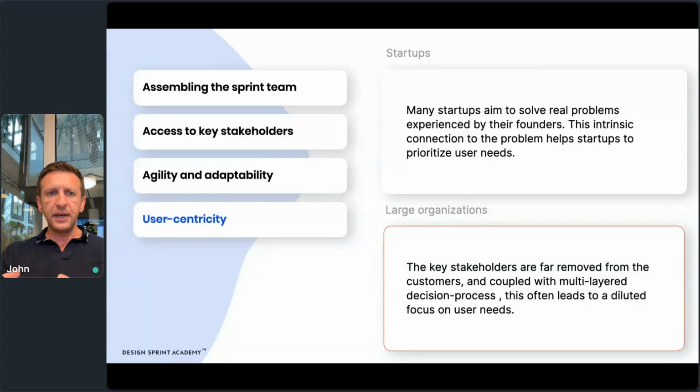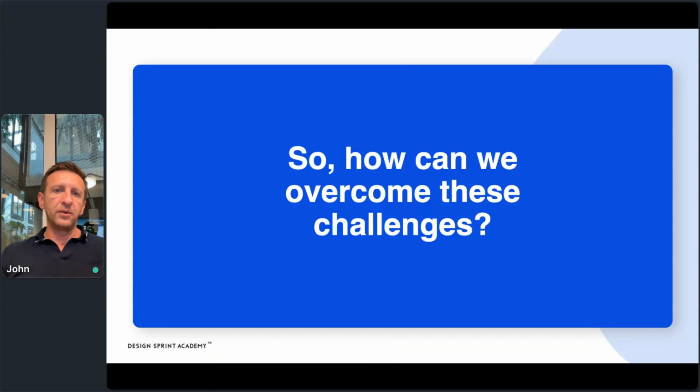So these are some of the challenges that we encountered when running design sprints in large enterprises, and we needed a way to overcome these challenges and make sure that the design sprint process works as seamlessly in large organizations as it did in startups.